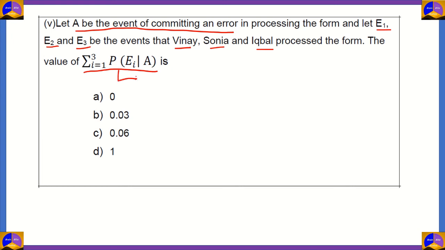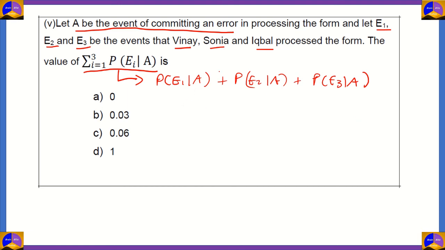So what does this term signify? The summation term signifies that we have to find out P of E1 given A plus P of E2 given A plus P of E3 given A. This is with respect to the new notation. Now, P of E1 given A can be written as P of E1 into P of A given E1 divided by P of E1 into P of A given E1 plus P of E2 into P of A given E2 plus P of E3 into P of A given E3. That is the Bayes theorem.